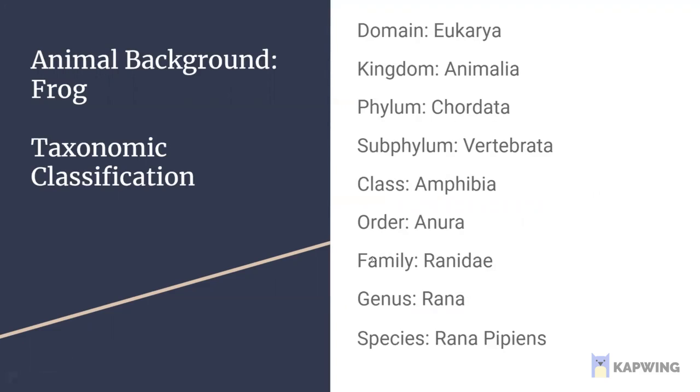For the common grass frog, we have the taxonomic classification of the domain Eukarya, kingdom Animalia, phylum Chordata, subphylum Vertebrata, class Amphibia, order Anura, family Ranidae, genus Rana, species Rana temporaria.